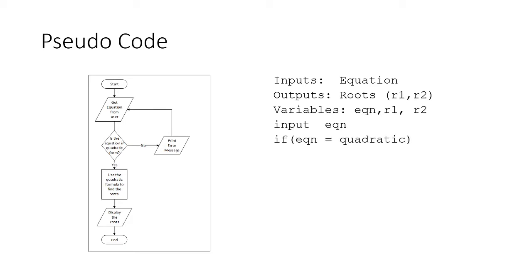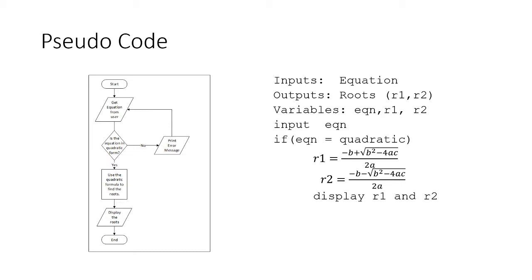We're then going to say, if the equation is quadratic, then root 1, R1, is equal to the quadratic formula with the plus, and R2 is equal to the quadratic formula with a minus. So once you get this, what are we doing? Well, we're going to display it. So we display R1 and R2, and that's going to end what happens if we actually give a quadratic equation.